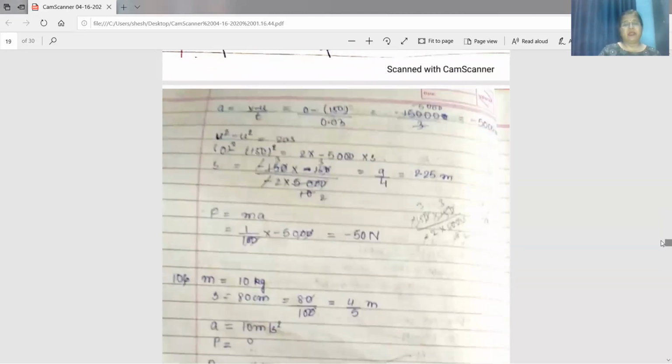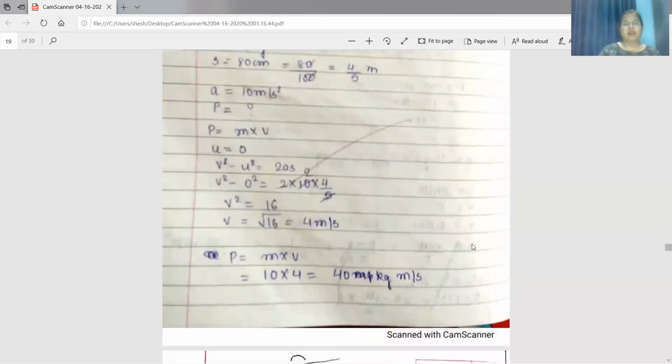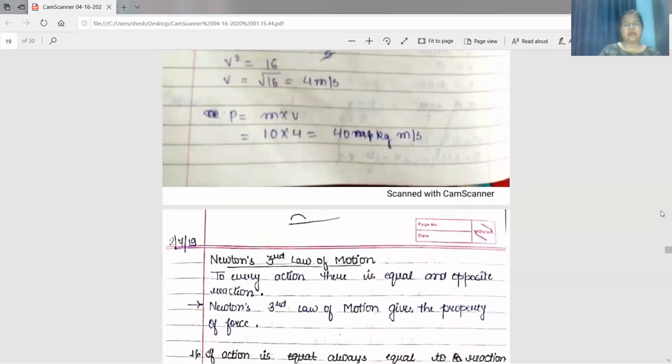So V you have to find out. Now find out momentum. Momentum, P equals M into V. M is 10 and V you are getting 4. So 10 into 4, 40 kg meter per second. The SI unit of momentum is kg meter per second.